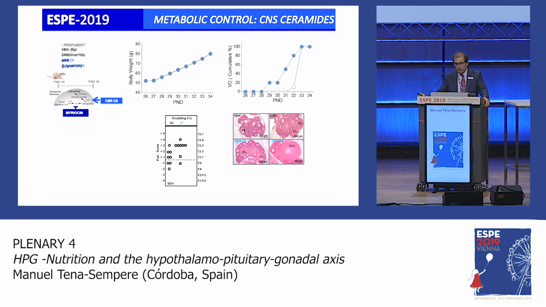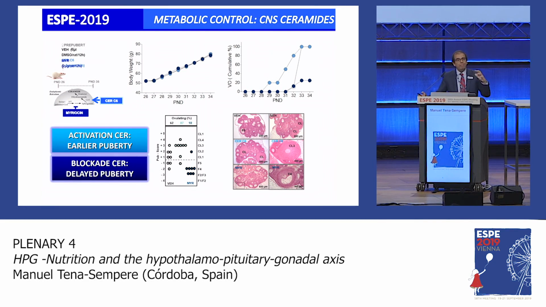And actually, the opposite is true for the blockade of ceramide signaling by using this antagonist or blocker, myriocin, that caused no change in body weight, but a delay in vaginal opening and a clear delay in follicular maturation and ovulation, indicating that you can basically mimic what happens in conditions of obesity or malnutrition by changing ceramide content in the brain through a pharmacological approach.